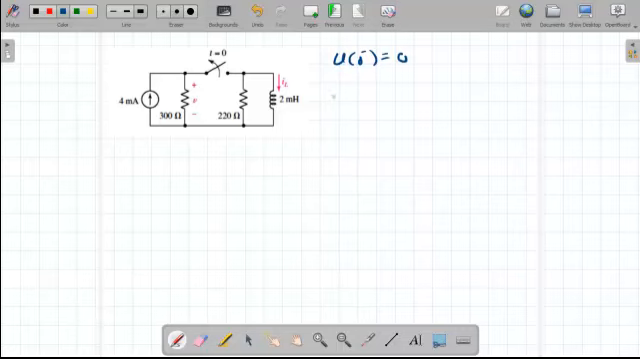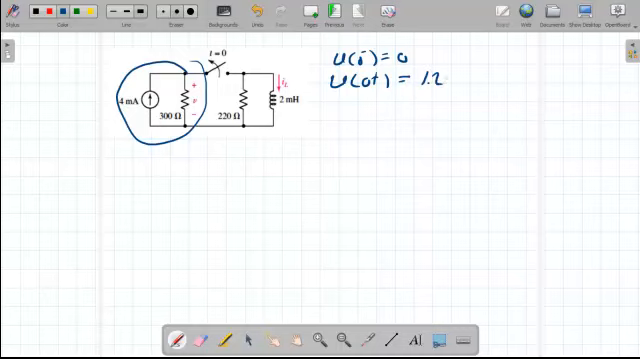Now just after the switch is open, what happened? When the switch is open, you can see that this becomes isolated. So the voltage here will be just the current times the resistor. When we multiply 300 by 4, we will get V0 plus, which is equal to 1.2 volt.